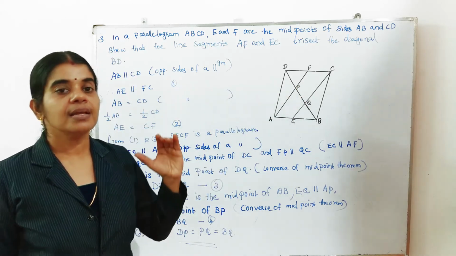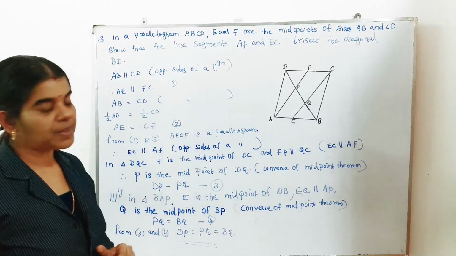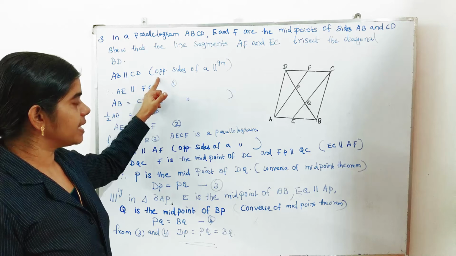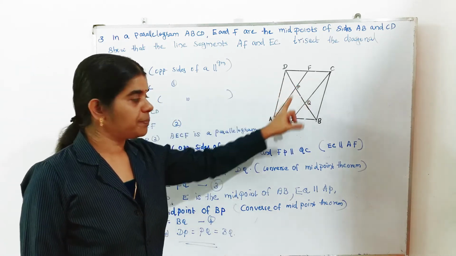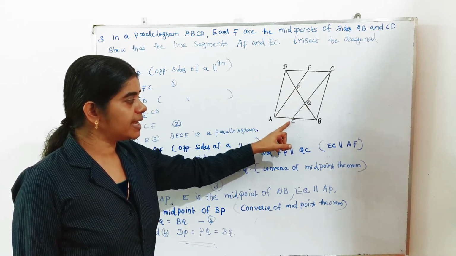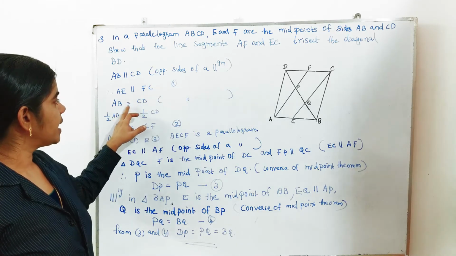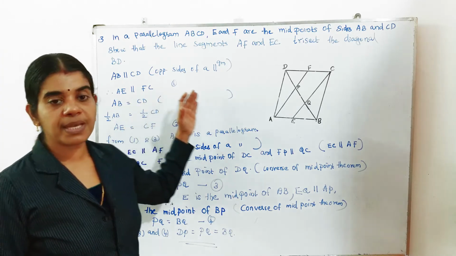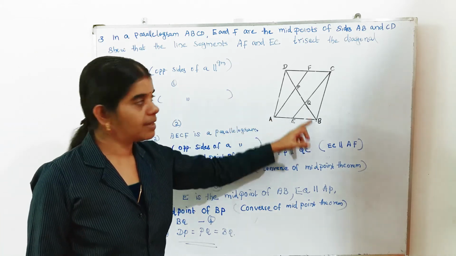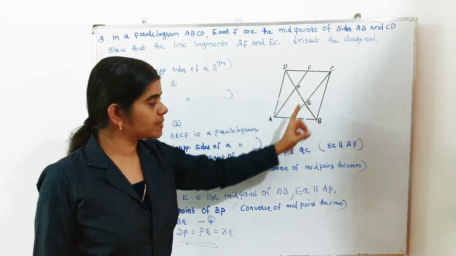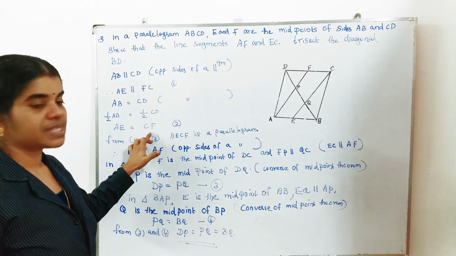We studied that if one pair of sides is equal and parallel, then it is a parallelogram. For this, AB is parallel to CD, which we already know since ABCD is a parallelogram. Its midpoint is E, so AE is also parallel to CF. AB is equal to CD, opposite sides of a parallelogram are equal. Then AE is half of AB and FC is half of DC because E and F are midpoints. Then we got AE equal to CF.